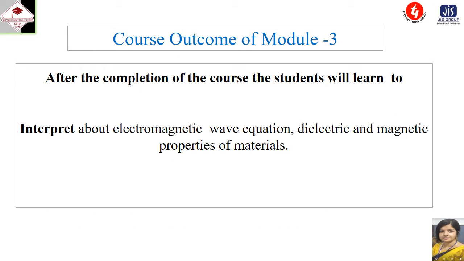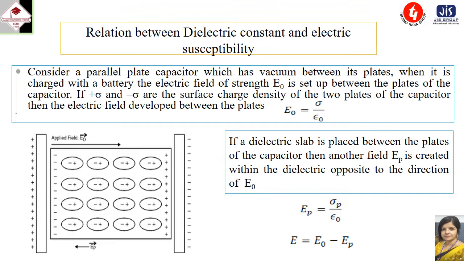Course outcome of module 3. After the completion of the course, the students will learn to interpret electromagnetic wave equation, dielectric and magnetic properties of the materials. Now we will discuss the relation between dielectric constant and electric susceptibility.